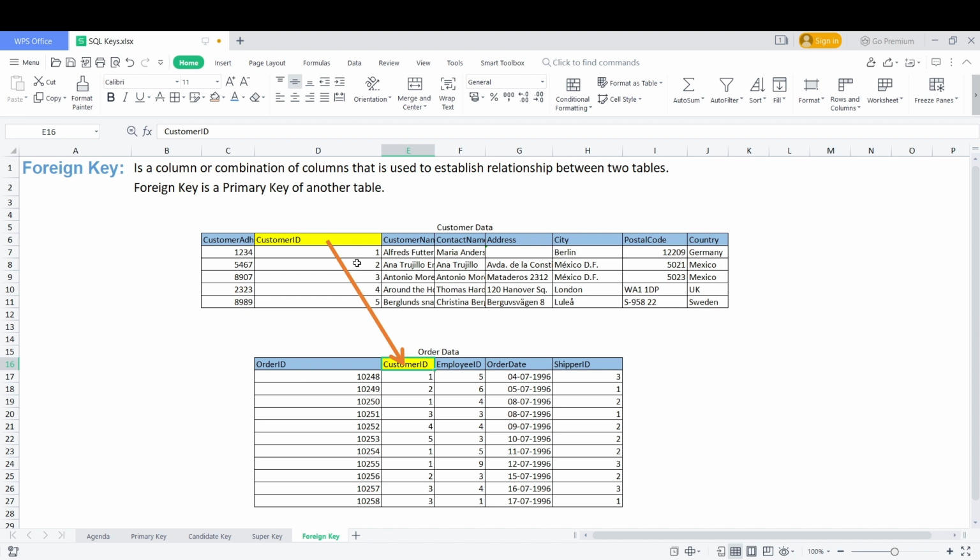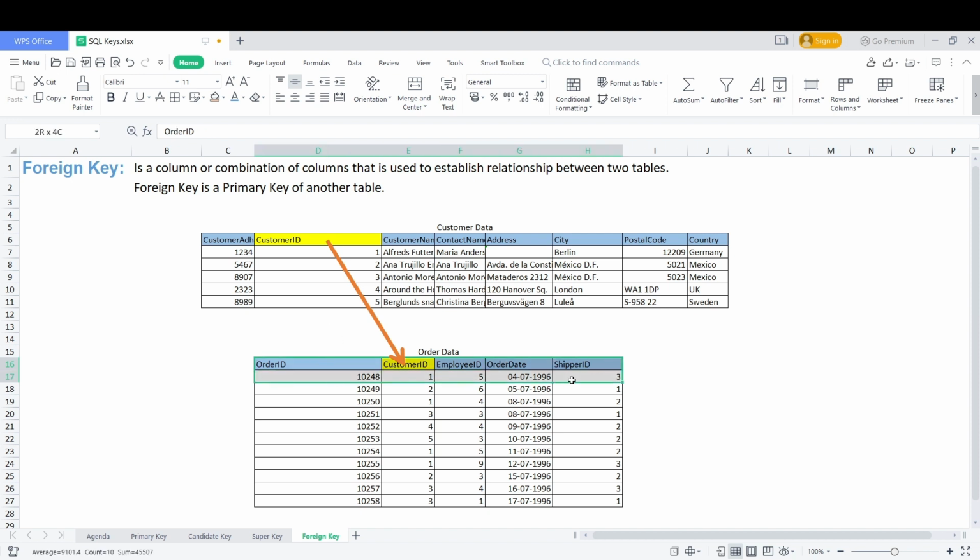When somebody comes from another country, we call them a foreigner, right? So you can try to understand it like that. When a key is coming from a different table, we call it a foreign key. Now, in one table there can be multiple foreign keys.